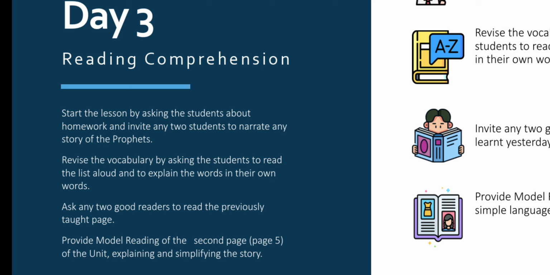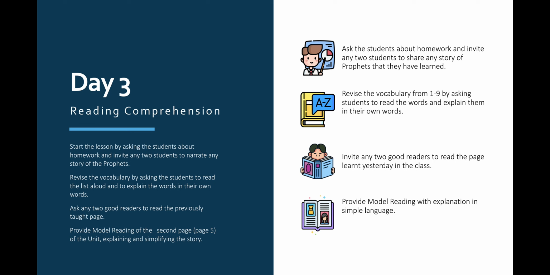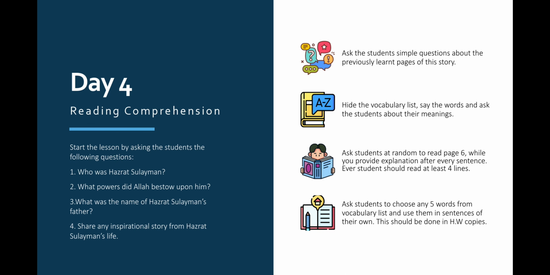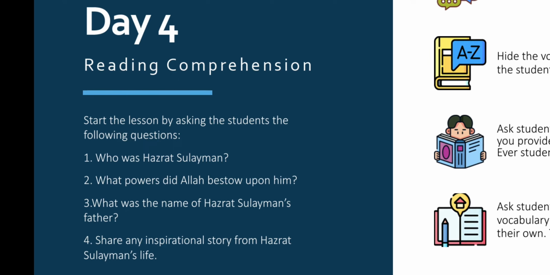First, you provided the model reading. Now you're asking the students to provide it. Provide a model reading of the second page, which is page number 5 of the unit, explaining and simplifying the story. Here I have written all this in steps. We are coming to day 4 of reading comprehension. So, in day 4, start the lesson by asking the students the following questions.